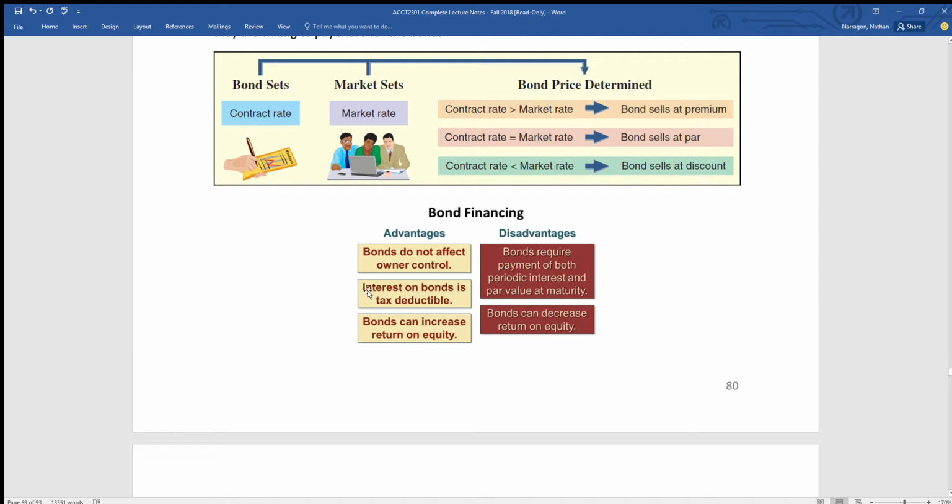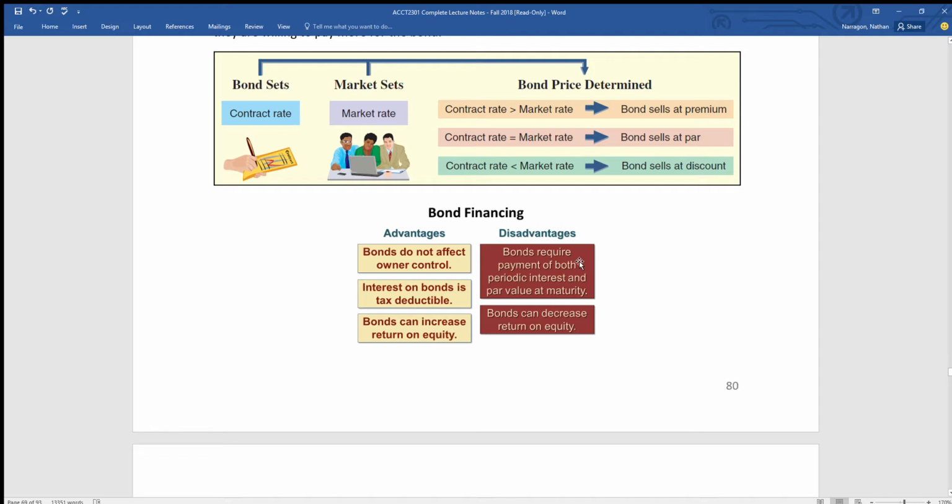So, bond financing. When we actually finance with a bond, there are some advantages. One, it's not like a stock, it does not affect owner's control. And interest on a bond is tax deductible. So we love anytime we can reduce our taxes. A bond can increase return on equity, which is nice too. Basically, it's helping us actually get more of a dividend, stuff like that.